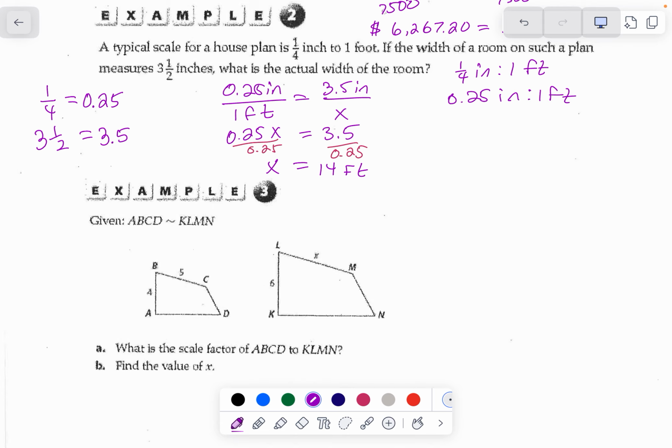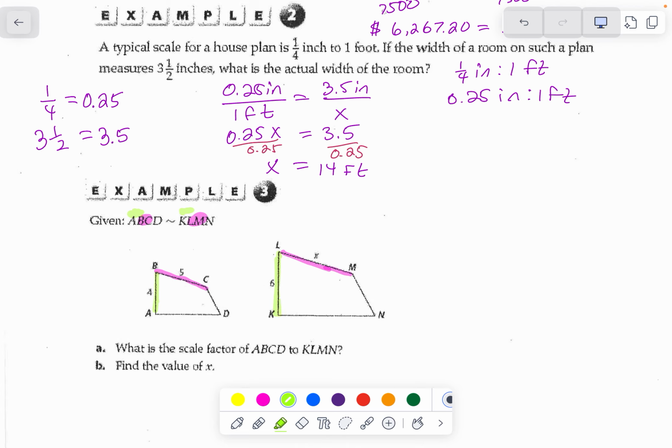Do you see how this side, BC, and LM are kind of in the same location, same kind of shape, if you could imagine blowing up the little one so it could fit the size of the other? Look here, BC is in the middle, LM is in the middle, okay? So the 5 and X kind of go together. Can anybody see another pair that goes together? 4 and 6, yep, BA, that's these two, goes with what? LK, right? So we're going to set up a proportion.